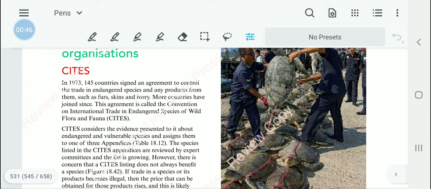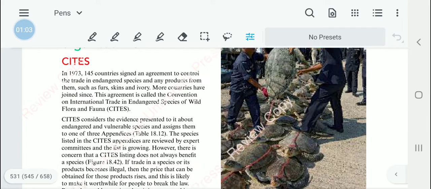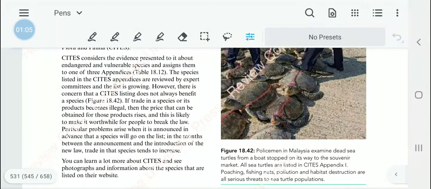So this is not something that promotes it, but it actually tries to prevent it from happening. So the Convention on International Trade in Endangered Species of Wild Flora and Fauna. At the beginning there were 145 countries, but now many other countries also have joined this and signed it.